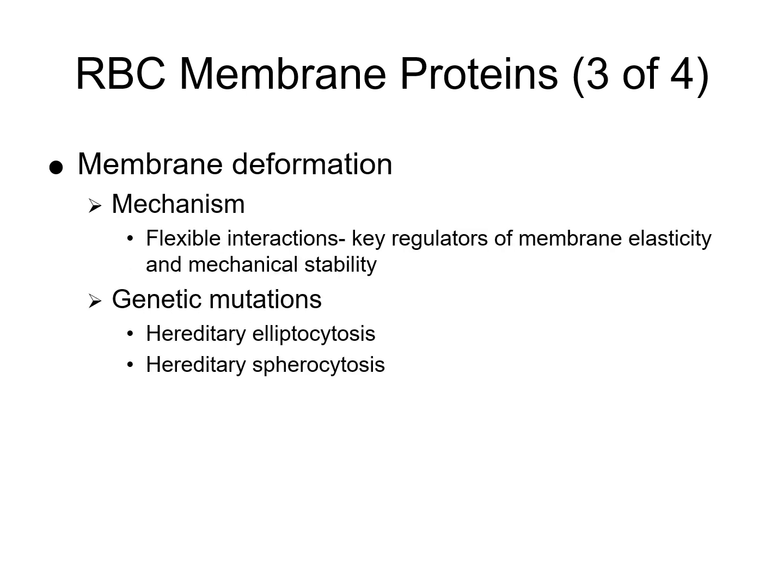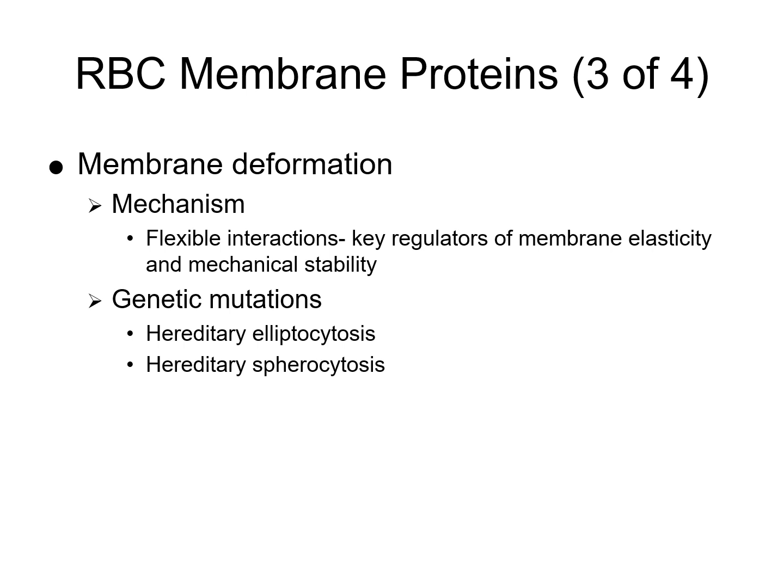So membrane deformation, as we mentioned, is critical for red blood cells to pass through narrow capillaries. Deformation relies on the mechanical properties of the red blood cell membrane, primarily governed by membrane proteins and their interactions. Mechanism of membrane deformation in red blood cells: the red blood cell membrane is a lipid bilayer, which is supported by an underlying cytoskeletal network. Membrane proteins connect the lipid bilayer to the cytoskeleton, which helps enable flexibility and mechanical strength.